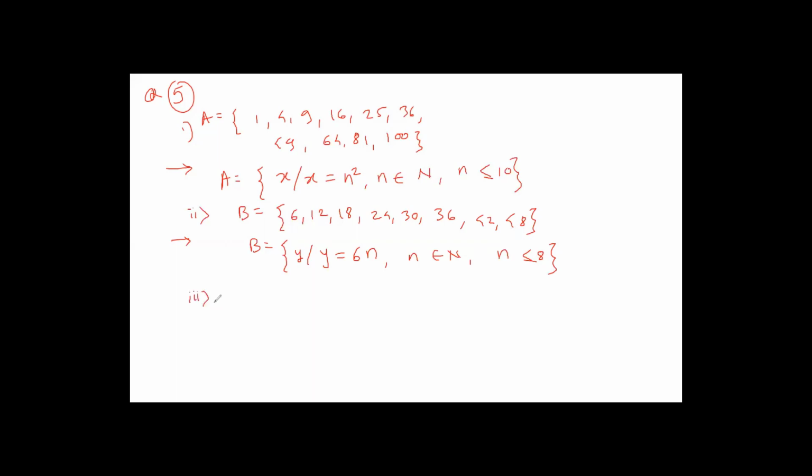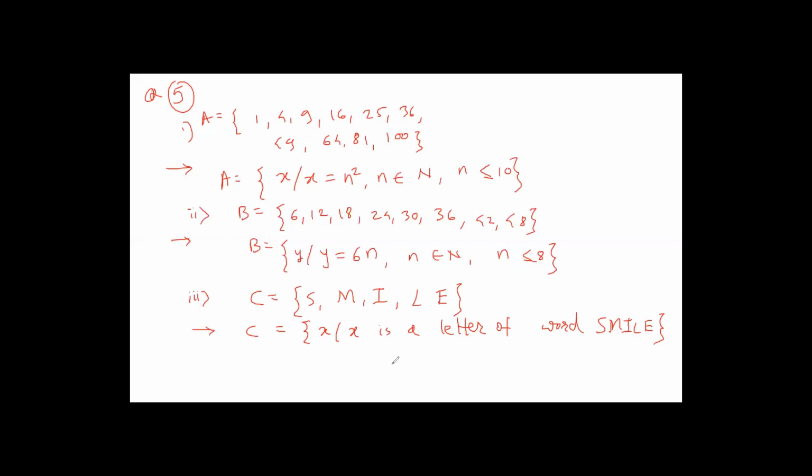Now the third example is given, C equals S, M, I, L, E, smile. My favorite word. You have to write it in rule method. So how do you write in rule method? C equals, in curly brackets, the set of all elements x such that x is a letter of which word? The word smile. The most beautiful word in the world. So this was your third example.